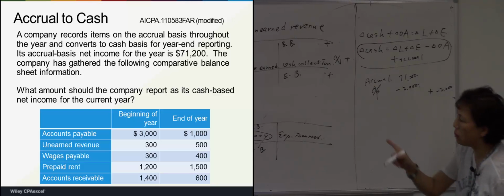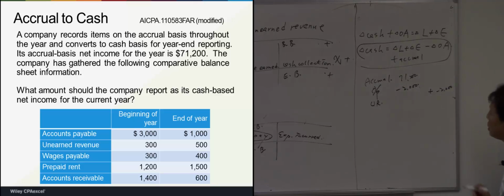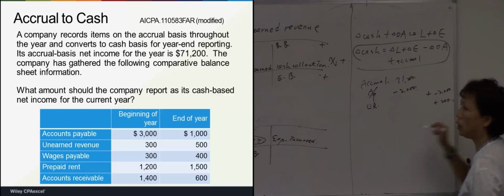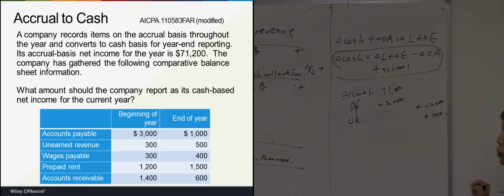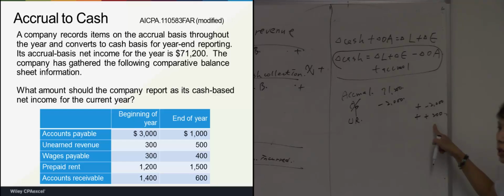The second item, unearned revenue, I put UR. It's increased by 200, so we put positive 200. And it's also a liability, right? The sign for liability is positive. So positive, positive, also positive.